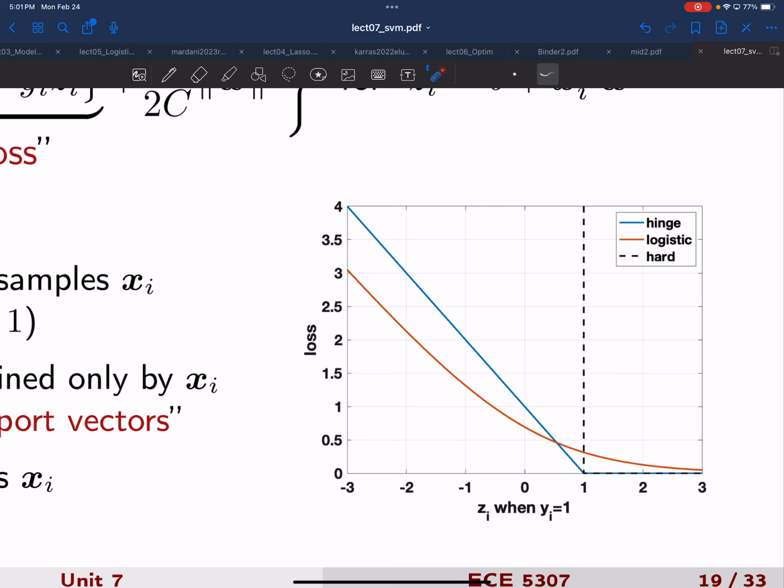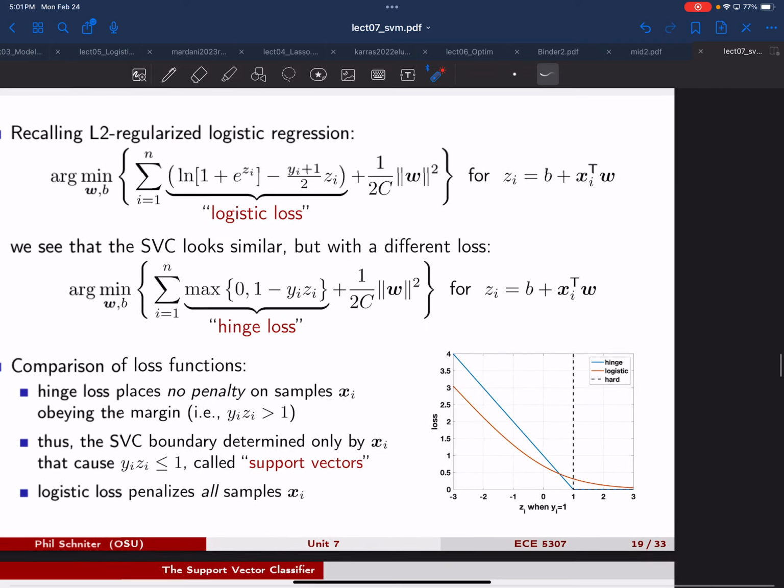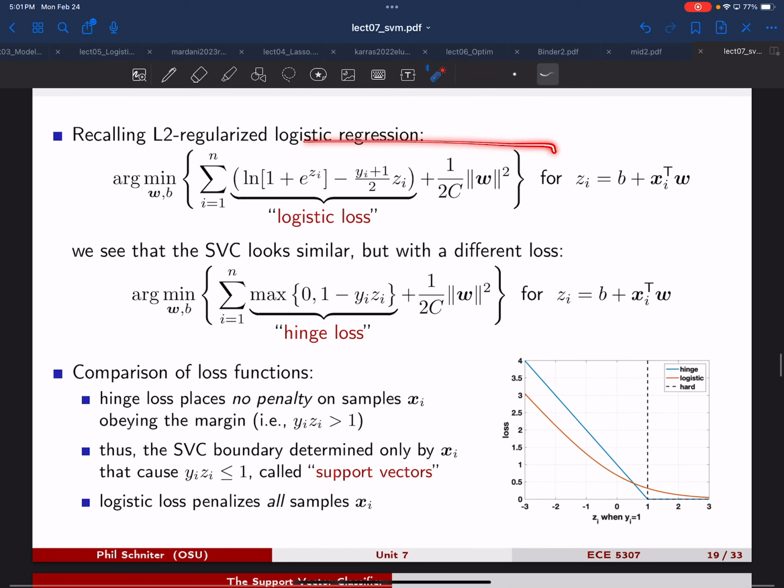Which means that even for those easy to classify points, the logistic loss, or the cross entropy loss, will basically use those points for its design. So it will get sort of distracted by the easy to classify points, whereas the SVC will not. At a certain point, it will say, you're good enough, I'm not going to use you for my design.